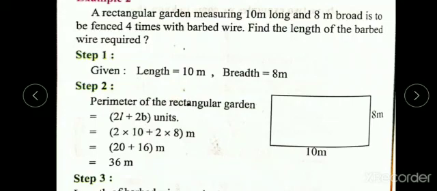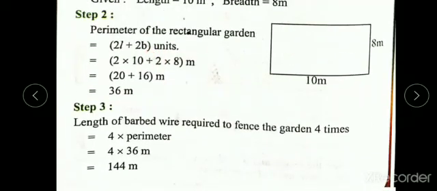So the perimeter of the rectangular garden is 2L plus 2B, that is 2 length plus 2 breadth, that is 2 into 10 plus 2 into 8. 2 into 10 is 20 and 2 into 8 is 16, that is 20 plus 16 is 36 meter. The length of the barbed wire required to fence the garden 4 times is 4 into perimeter, that is 4 into 36 meter, which is 144 meter.